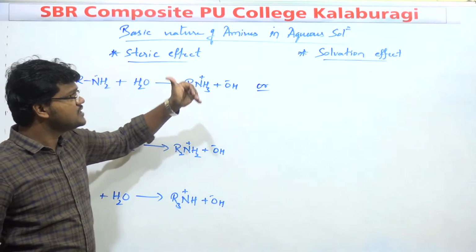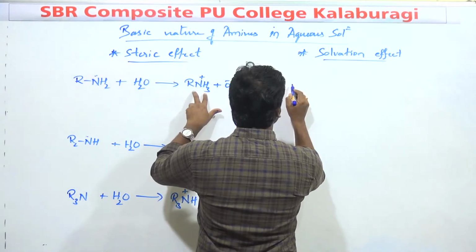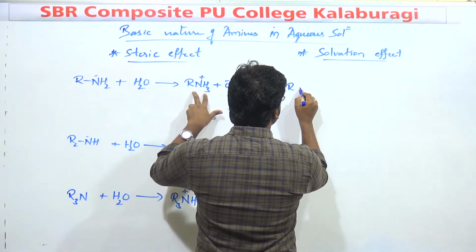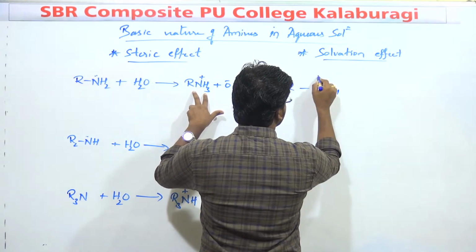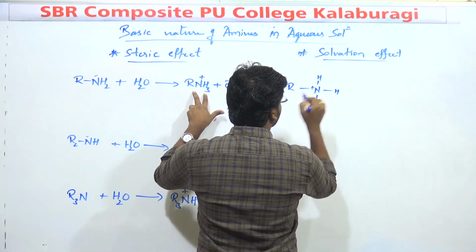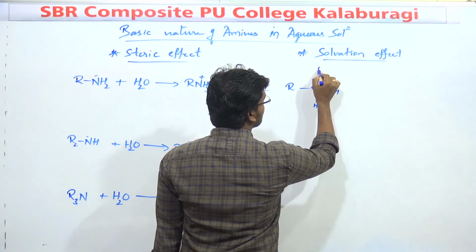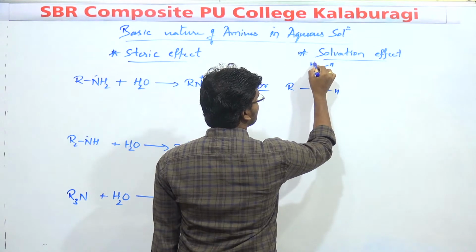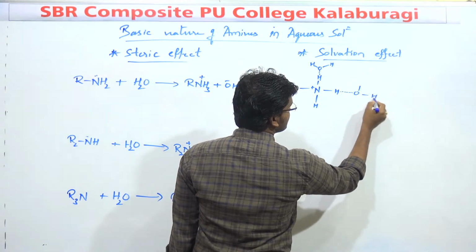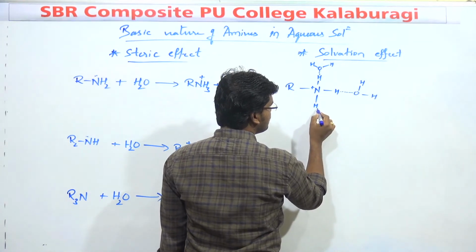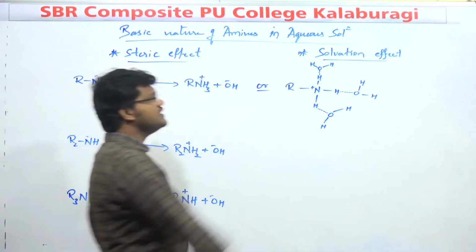RNH3+ can form 3 hydrogen bonds. It can form hydrogen bonds with 3 moles of water. For example, RNH3+ can be written as RNH and H3+. This hydrogen can form a bond with a water molecule. This hydrogen can also form a bond with another water molecule, and this one with another. So this can form 3 hydrogen bonds.